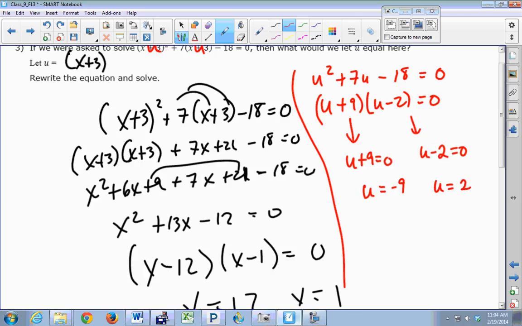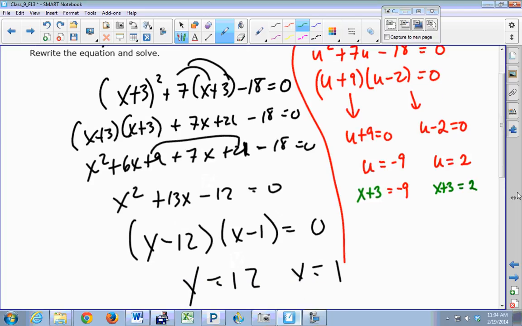But our original equation was in terms of x, so all you do now is go back and replace u with what u equals. U is equal to x plus 3, so you replace u with x plus 3, and you keep the rest of your equation exactly the same. And lo and behold, all you have left to solve now is two baby linear equations for x. So now you get x equals negative 12 and x equals negative 1.